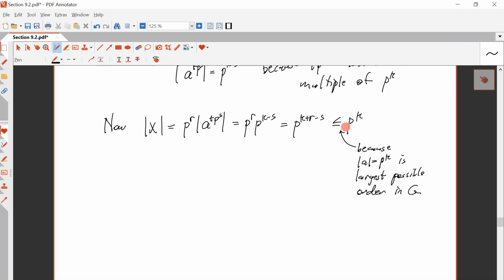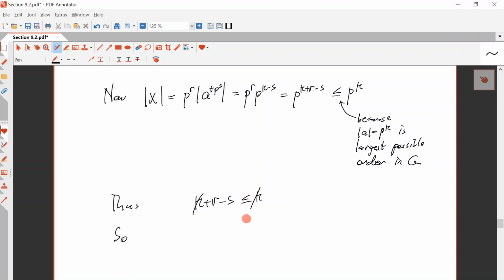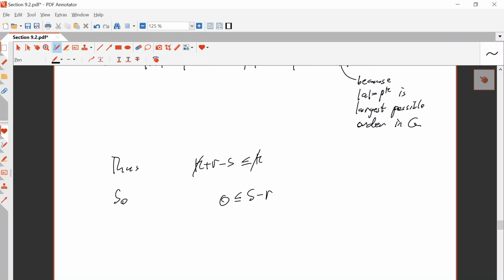Okay, well, p to this exponent is less than or equal to p to that exponent, as long as the exponents are less. Right, so canceling out the k's here, 0 is less than or equal to s minus r. So s minus r is non-negative. Now, let y be equal to x times a inverse to the p to the s minus r.